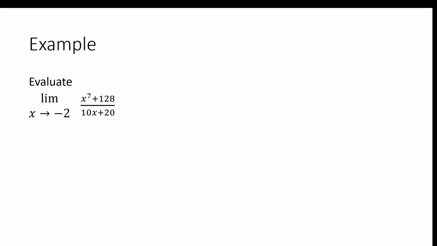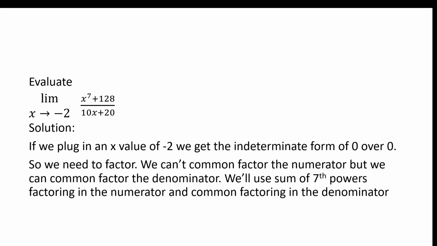Let's look at our next question. X is going to -2, and we have the rational function shown there. Well, if we let x equal -2, -2 to the 7 will be -128. We'll have -128 plus 128 over 10 times -2 plus 20. We'll actually end up with 0 over 0. So when we see that, again, we tell ourselves, let's get to work.